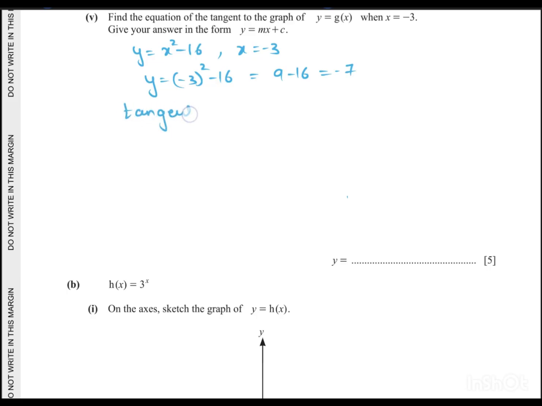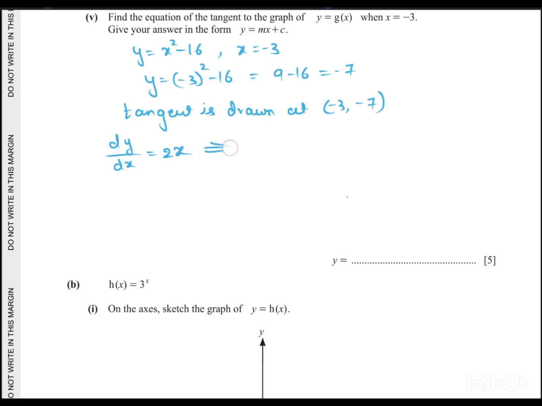Tangent is drawn at minus 3, minus 7. First of all, let us find the derivative of the graph, dy by dx, which is 2x. Now we'll find the gradient using this.